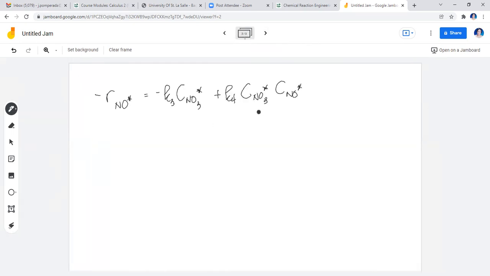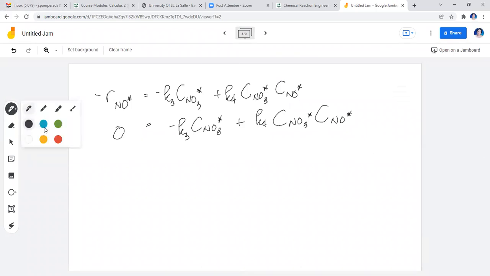So it's in here. Now what I'll do, I'll set this again to 0. And I will have negative K3, the concentration of NO3 asterisk, plus K4, concentration of NO3 asterisk, concentration of NO asterisk.